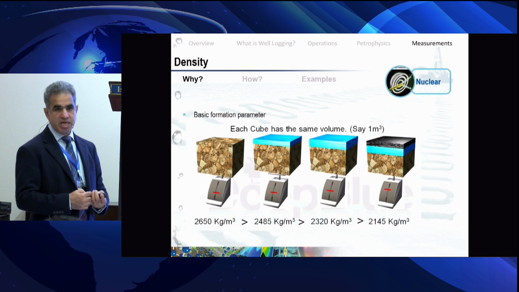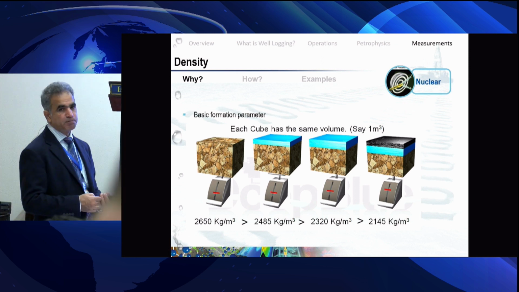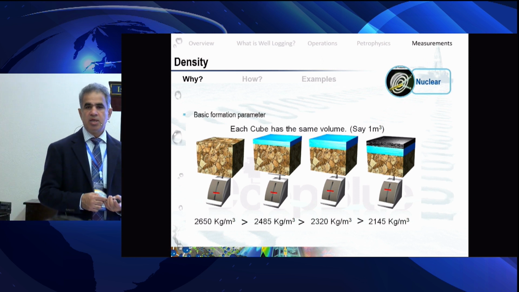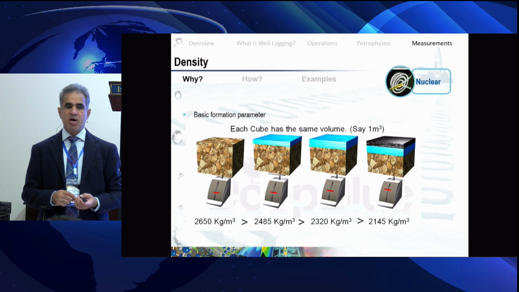Now the next one is density. Very important measurement. It's used in different applications: for log evaluation, formation evaluation, for G&G, for geomechanics, any elastic properties. It is quite important, and it needs to be very accurate as well.